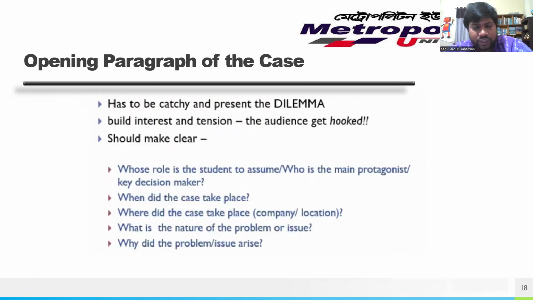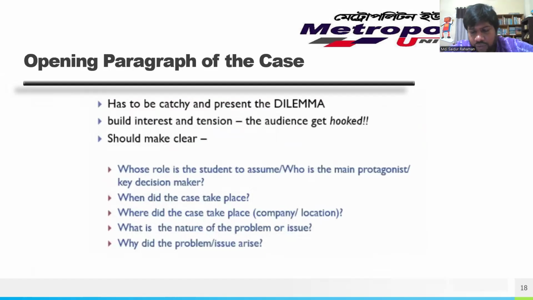The opening paragraph should make clear some questions. Whose role is the student to assume, who is the main protagonist, and who is the decision maker? I mean, in your case, who is the villain, or who is the hero of your case, and to whom you think yourself like him. And then, when did the case take place? I mean, the date and time period, and where did it take place? It's the location or the company where it is situated.